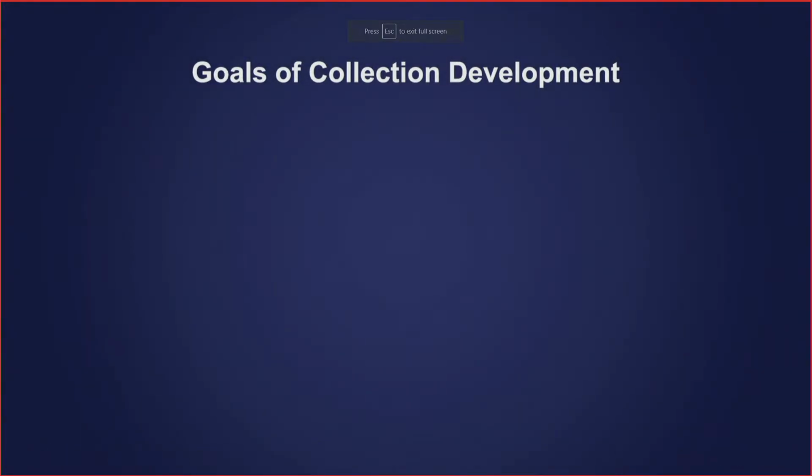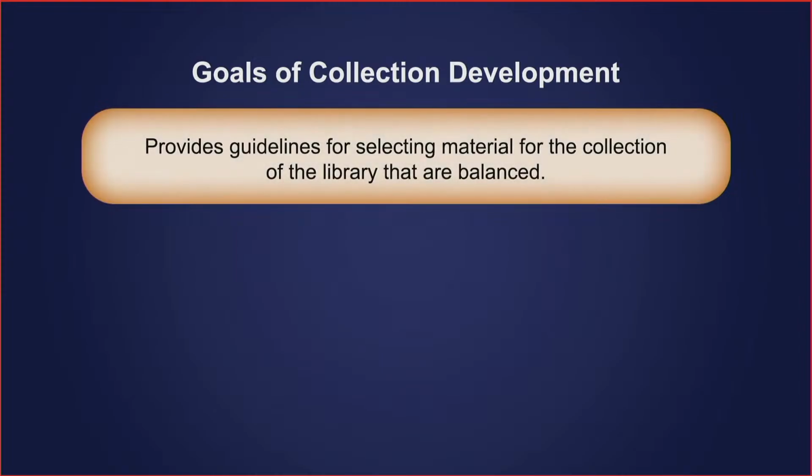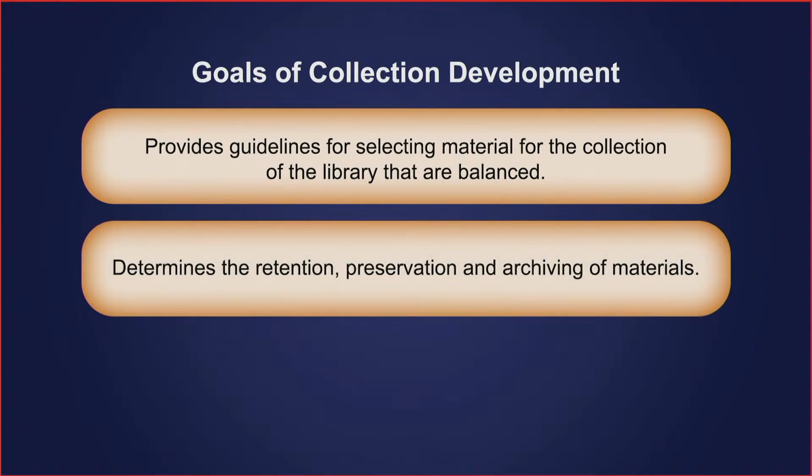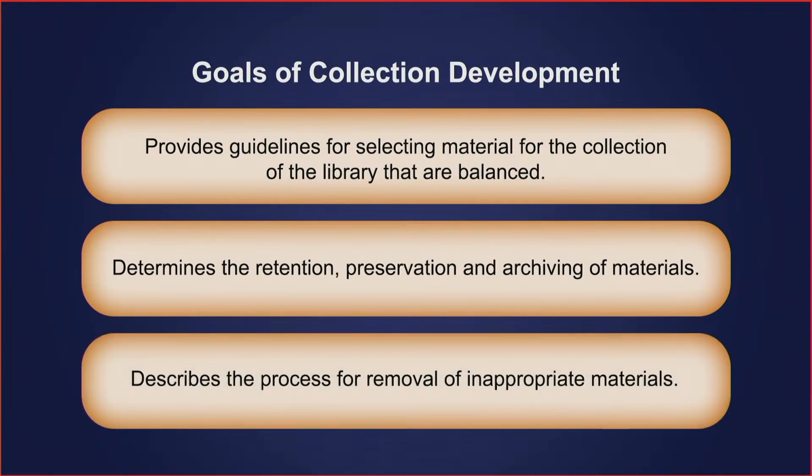There are 3 main goals in collection development. 1. A good collection development policy provides guidelines for the selection of materials for the library that are balanced. 2. Collection development also provides guidelines for retention, preservation, and archiving of materials. Examples of a balanced collection include fiction, nonfiction, and the inclusion of opposing viewpoints. And 3. Collection development policies describe the ongoing process for removal of inappropriate materials, including the regular removal or discontinuance of books based on criteria provided in Section 1006.28(2)(d), Florida statute.